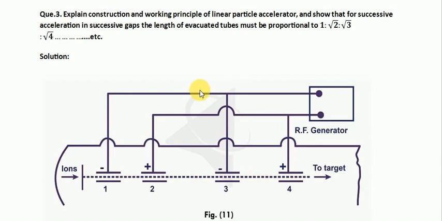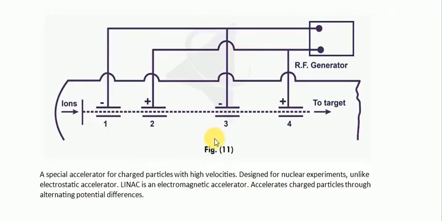So first things first, what exactly is this LINAC? Think of it as a particle racetrack, but instead of looping around, it goes in a straight line. This accelerator uses alternating electric fields to speed up particles, which are usually ions. It is designed for nuclear experiments, unlike electrostatic accelerators. So it's not like your everyday static electricity experiment. It's a powerful electromagnetic accelerator.